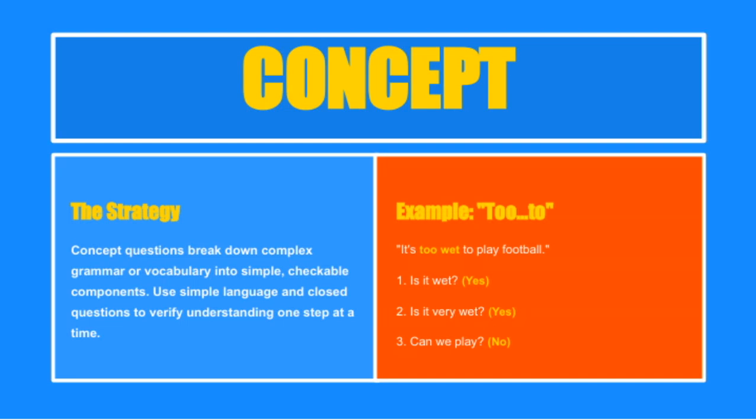Now let's look at the example on the slide. First, we ask, can we play? The answer is no. Then we check if it's very wet by asking, is it very wet? The answer is yes. Next, we ask, is it wet? And again, the answer is yes. From this, we see that because it is wet and very wet, it's too wet to play football. This example shows how we break down a sentence using simple questions. We focus on whether it's wet or very wet, and then decide if we can play. Remember, using these small, clear questions helps us understand and explain the situation step by step. This is a useful strategy to understand more complex ideas in a simple way.